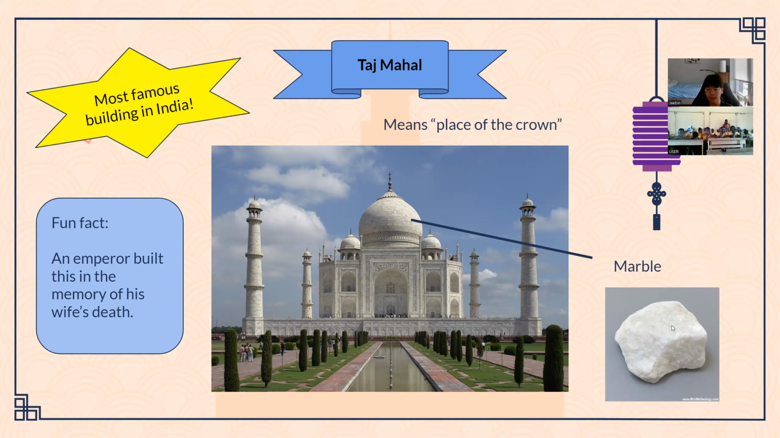And marble, again, looks like this on the right bottom. You guys could see that it's basically a white rock, and it's also very smooth. So they used these marbles to carve and build onto the building. And the result is the Taj Mahal, which is a building looking like this. Again, it's white and made out of marble and it's really big and the most famous building in India.